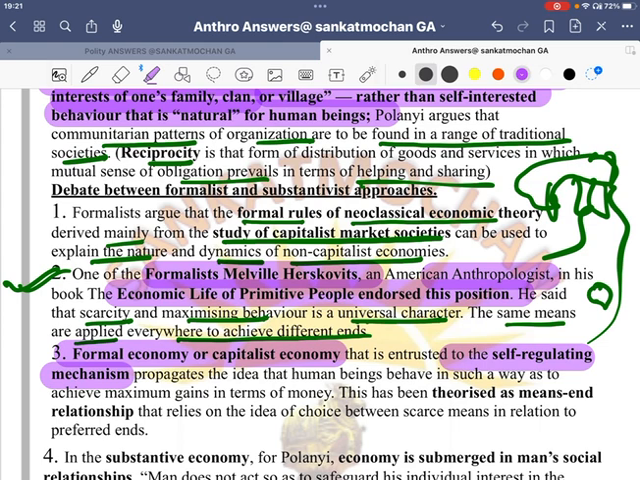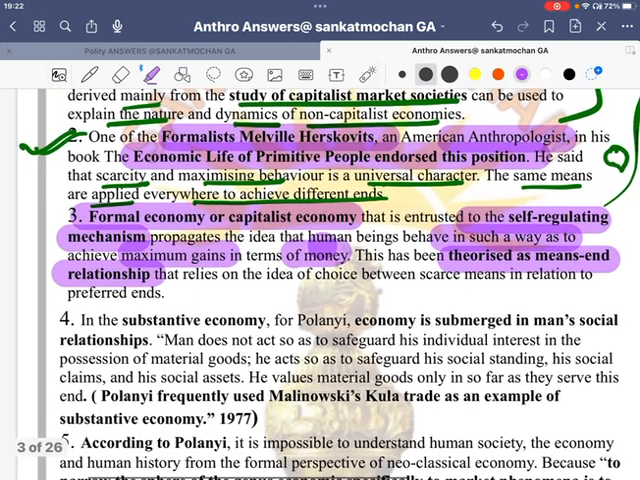Fine. The self-regulating mechanism propagates the idea that human beings behave in such a way as to achieve maximum gains in terms of money. This has been theorized as a means-end relationship. Simple as that. I do work for you, you give me money. Fine. And here also, you can see I am not being paid for this work.